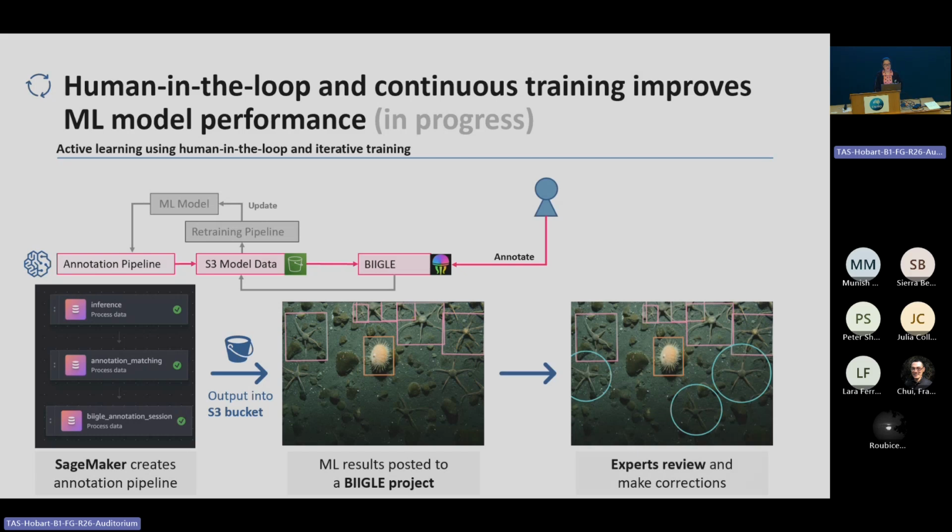Then experts such as taxonomists, image analysts, and collaborators are invited to review a project on BIGL, and they can make corrections directly in the interface. For example, here the model just missed a few objects, and that can be added by the user. Once the corrections are done, it triggers another pipeline that retrains the model, and then the whole process repeats again. This is the continuous learning loop.